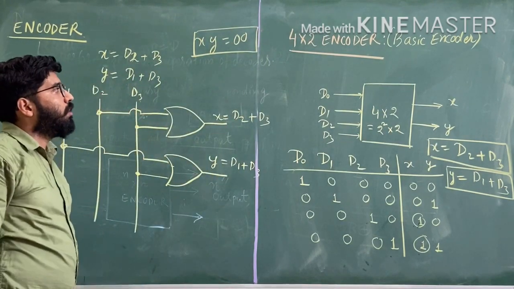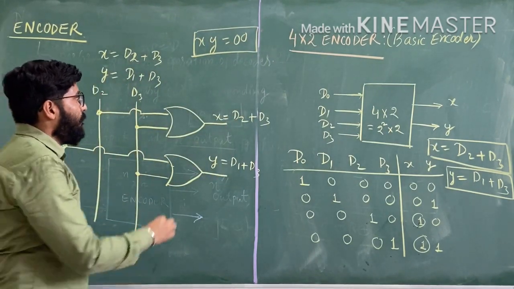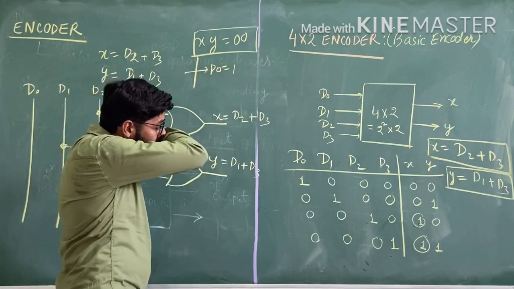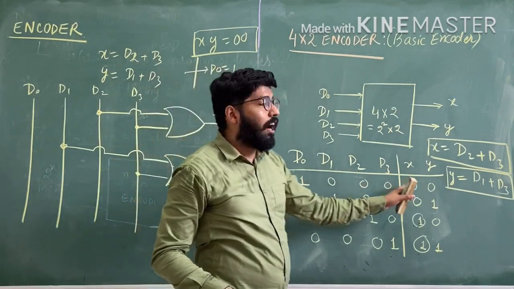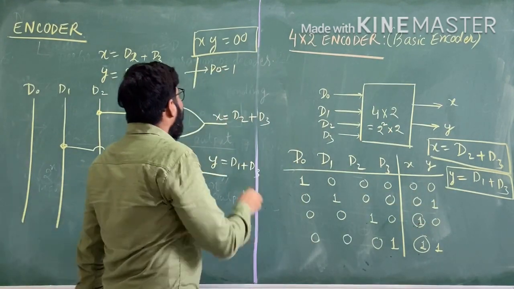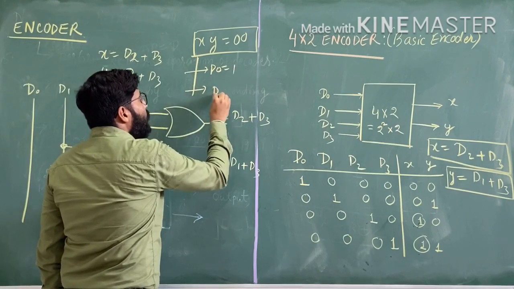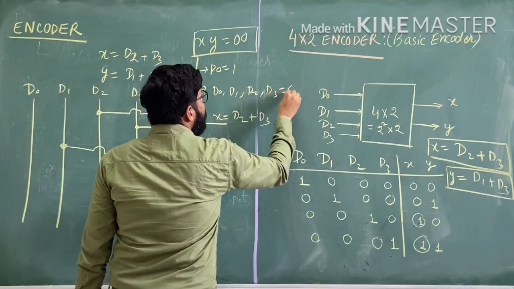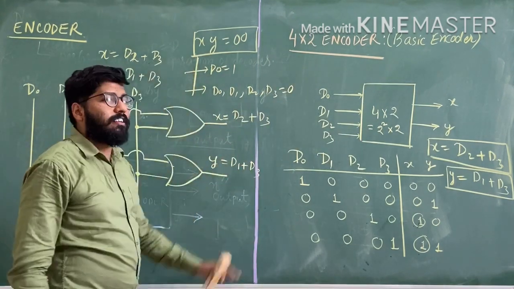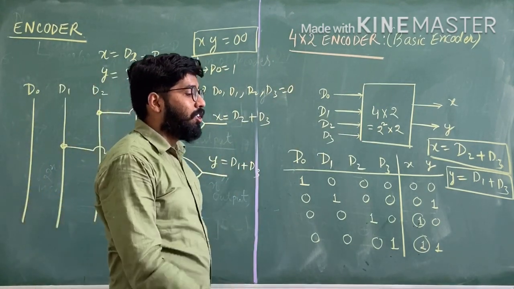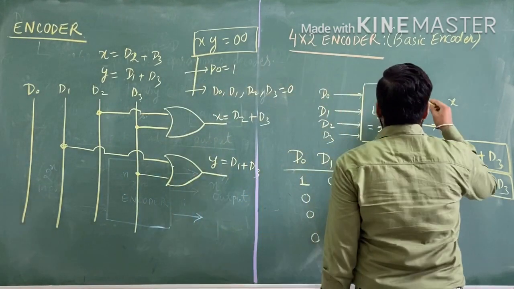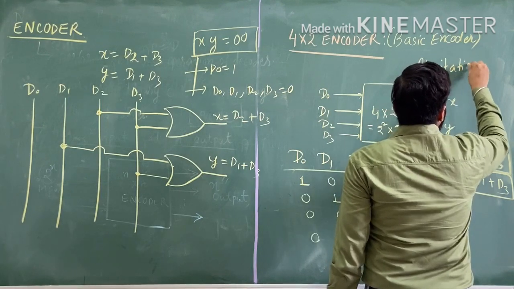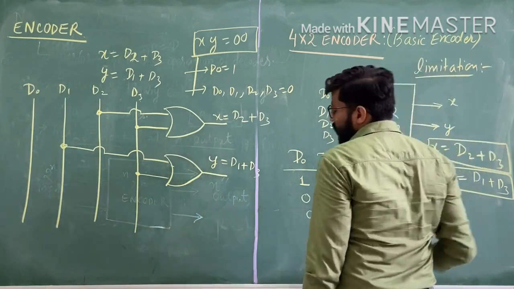xy is 0 0 in two conditions. If d0 is 1, we will get an output xy of 0 0, or if the values of d1, d2 and d3 are 0, we will also get xy 0 0. So these are the limitations of the 4 cross 2 encoder, and we have to write them down.